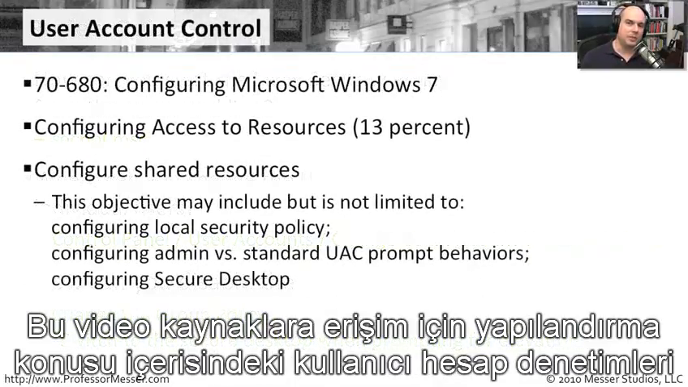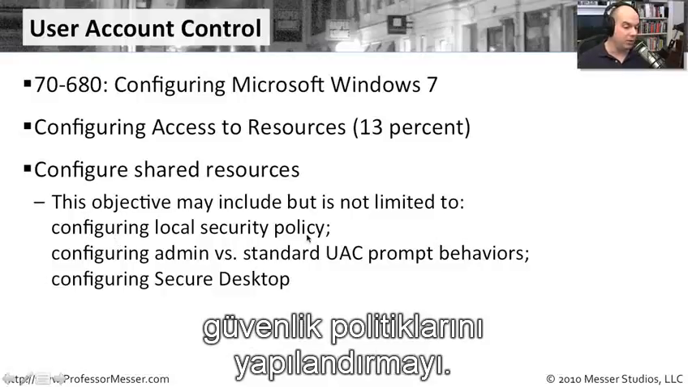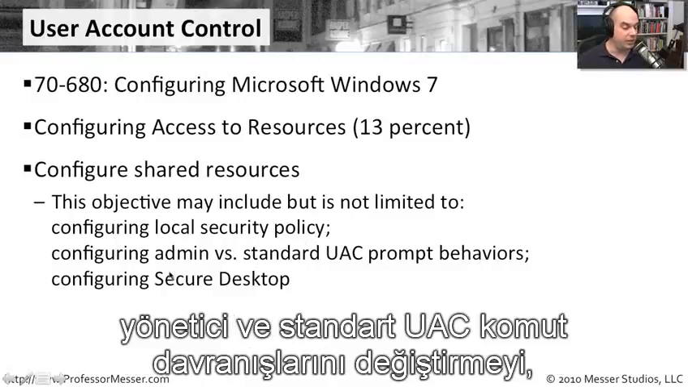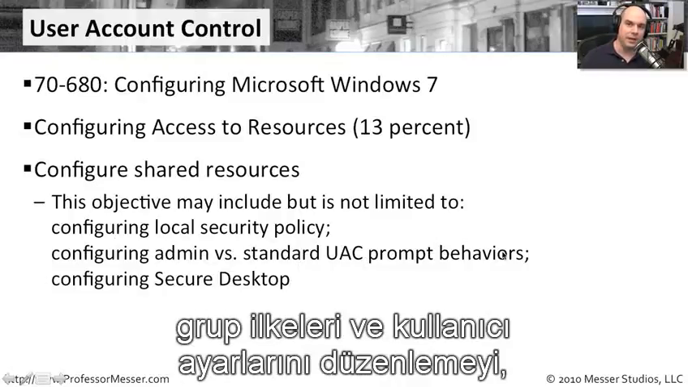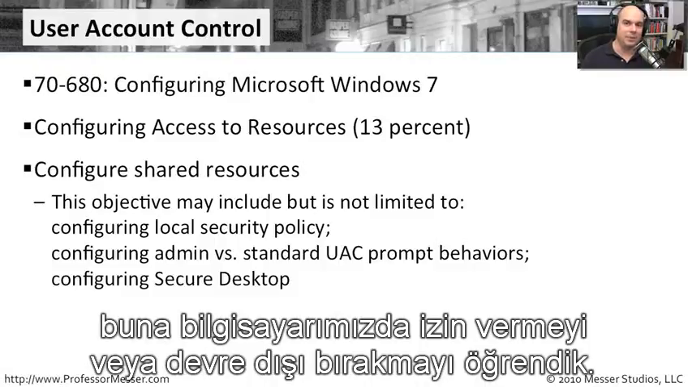Well, that covers the requirements we needed to know for this configuring access to resources section that focused solely on user account control. We now know how to configure local security policy. We can change the administrative versus standard UAC prompt behaviors, whether you're in the group policy or in the user settings. And we've looked at how you can configure secure desktop to either allow or disallow secure desktop on your computer.